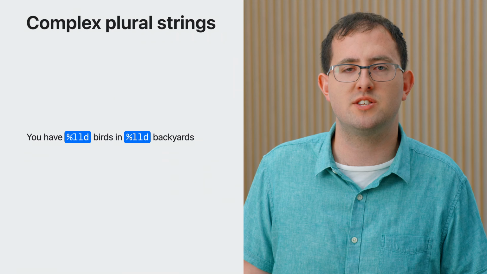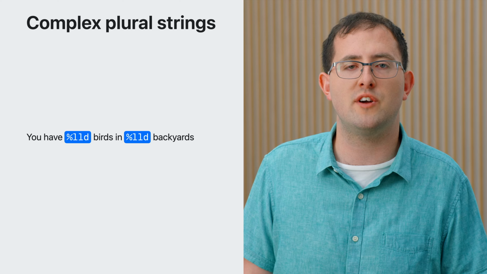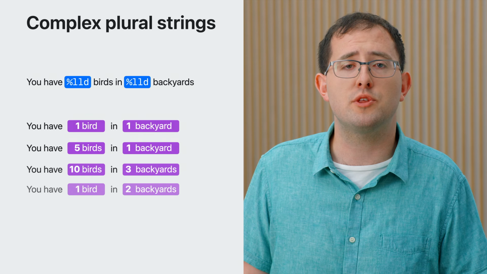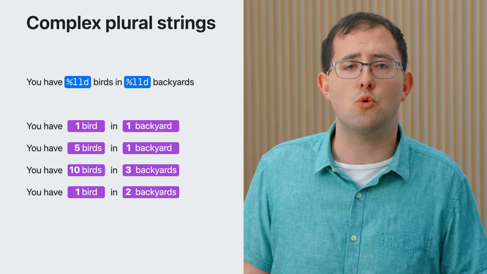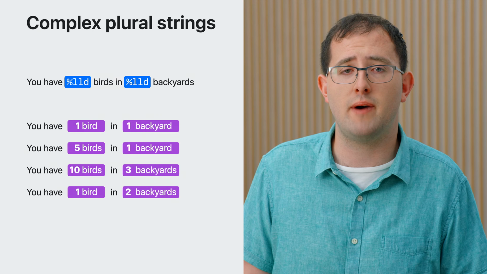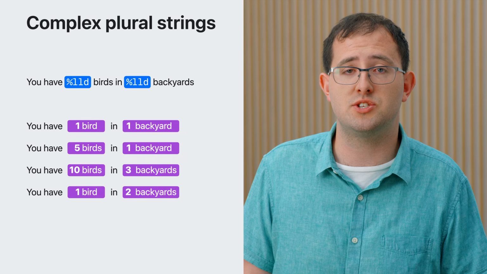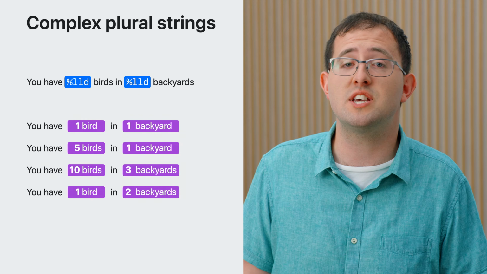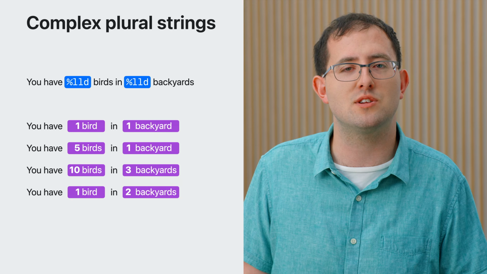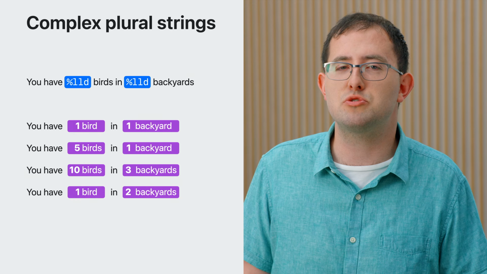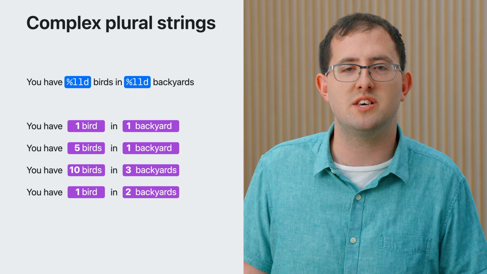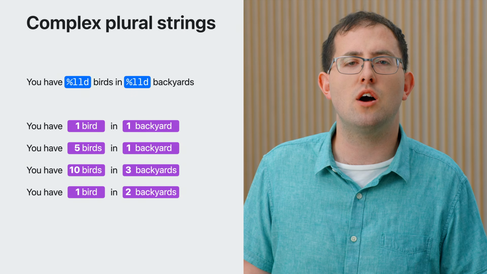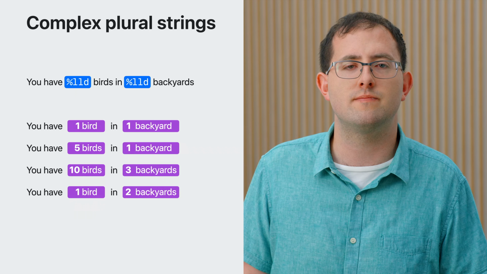Here's a more complex example of a string that needs to use plural variation with two variables. At runtime, we could end up with a few different scenarios. We might have a single bird in a single backyard, multiple birds in a single backyard, multiple birds in multiple backyards, or a single bird despite having multiple backyards. In each case, the string surrounding the numbers needs to be translated a bit differently to maintain grammatical agreement. The string catalog editor makes it easy to do this too.